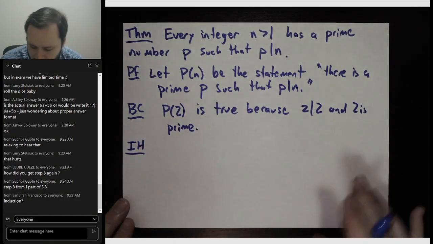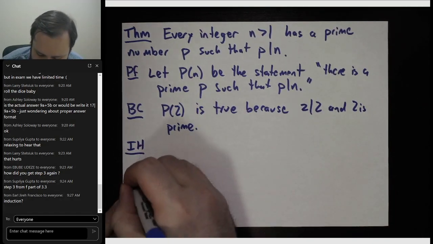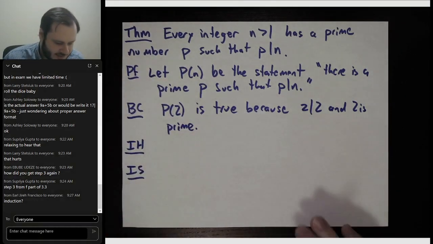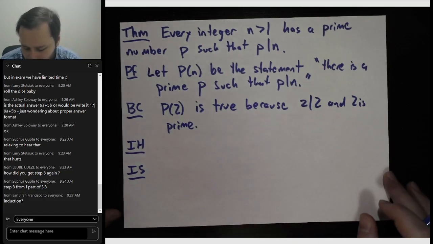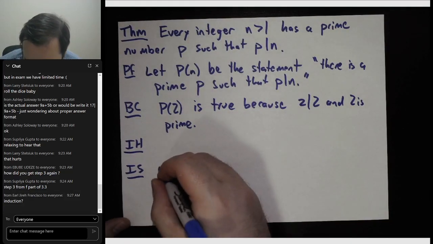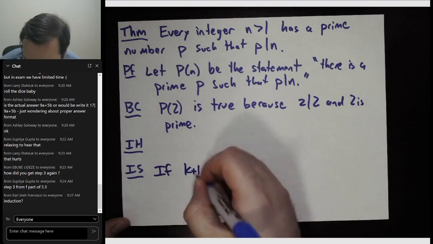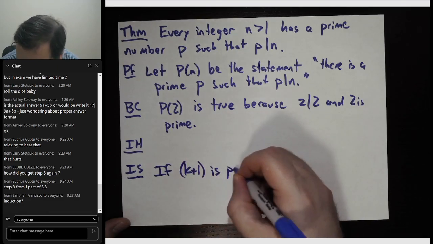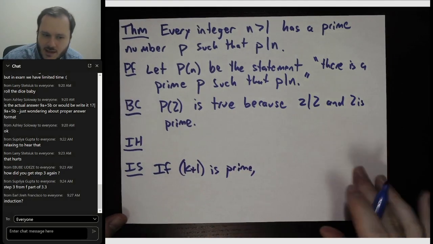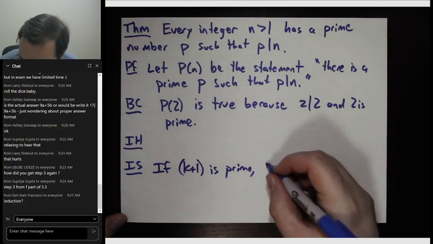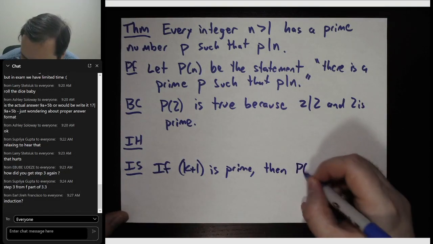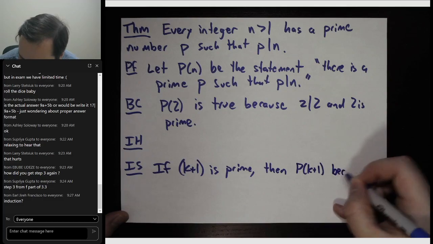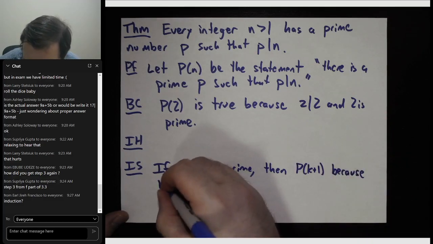Next we have induction hypothesis. I'm going to leave that blank for a second. Let's go on to our induction step. This is going to help us figure out what our induction hypothesis needs to be. So if k plus 1 is prime, I don't even need induction. It just looks like my base case P of 2. P of k plus 1 because k plus 1 divides k plus 1.